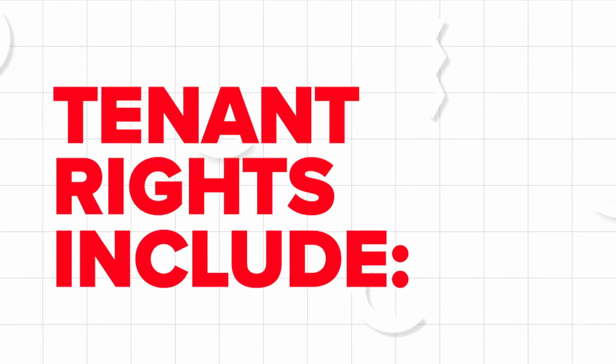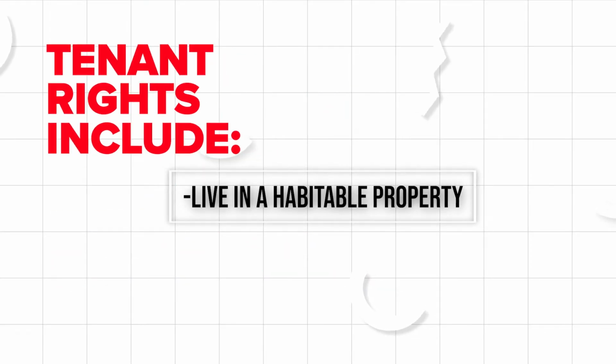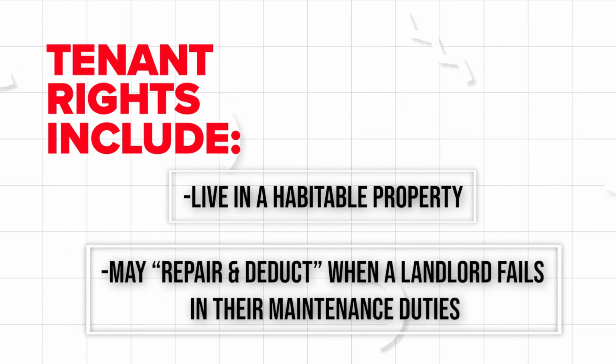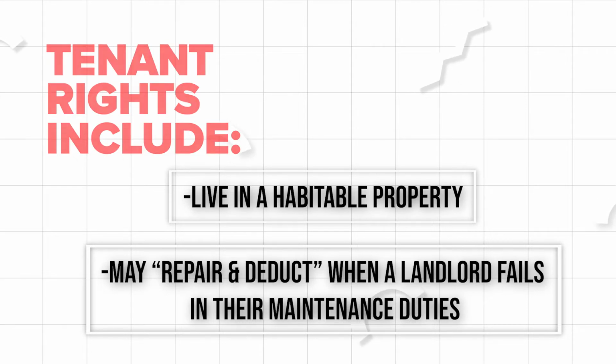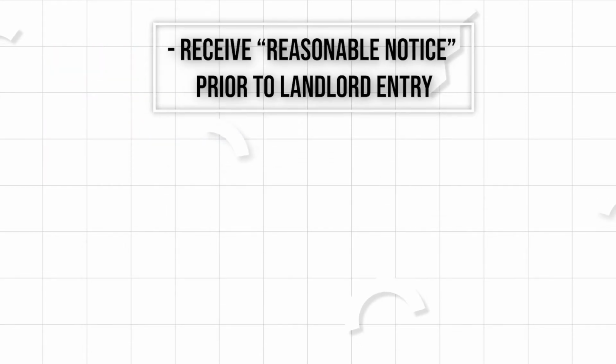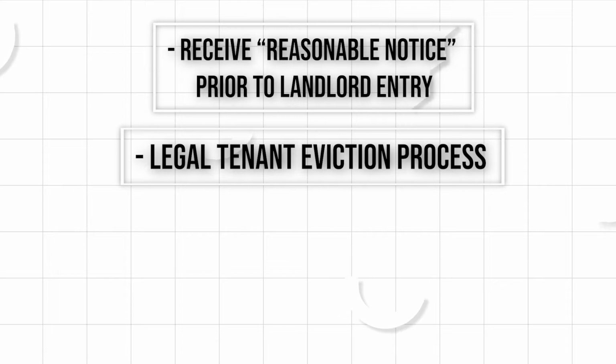In California, both tenants and landlords have certain rights and responsibilities. So let's start with the tenants. Here are the tenants' rights. Tenants have the right to live in a habitable property. They have the right to repair and deduct when a landlord fails their maintenance duties. They have the right to receive reasonable notice prior to landlord entry. They have a right to legal tenant eviction process.